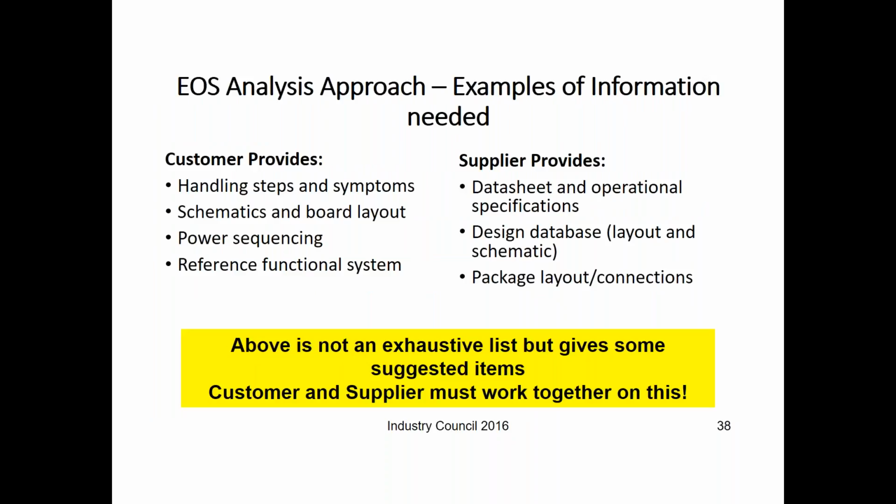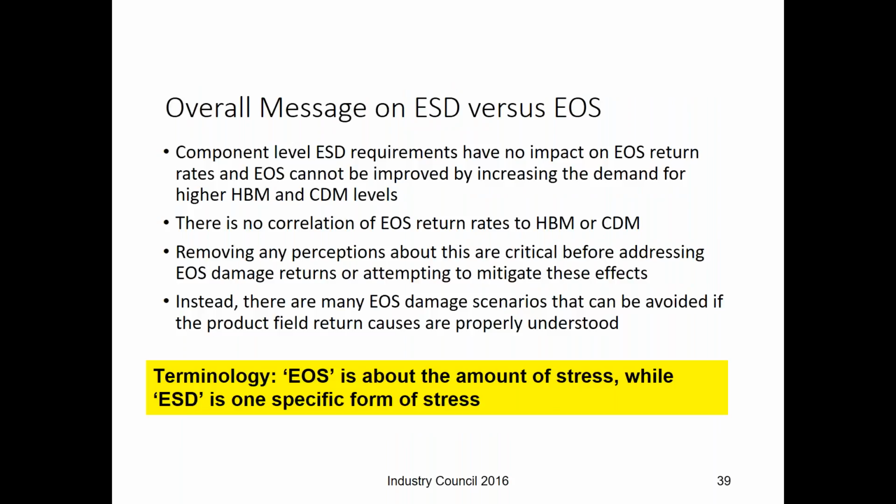So customer and supplier need to provide good information. The customer knows how they handle the device. They know the schematics of the board or assembly. They know about the power sequencing that they've been doing. And they know a lot about their functional system. The supplier needs to provide good data sheet and operational limits, details about the design, and the package layout and connections. More stuff probably is needed, but this is just a short list to give you an example. Next slide.